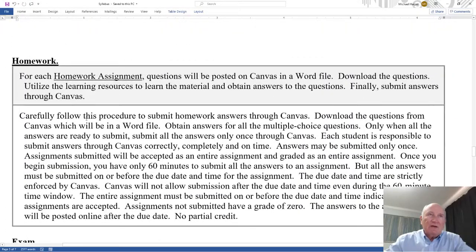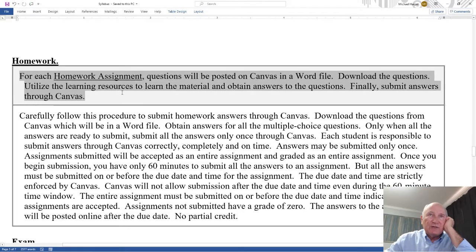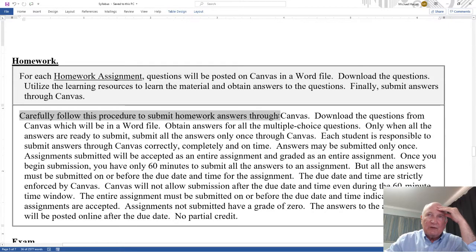So down here, I talk about the homework. For each homework assignment, questions will be posted on Canvas in a Word file. Download the questions. Utilize the learning resources, the videos and homework videos and everything. Carefully follow this procedure to submit homework answers through Canvas. Download the questions from Canvas, which will be in a Word file.